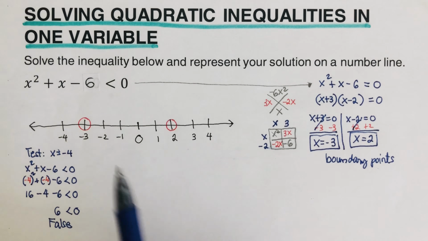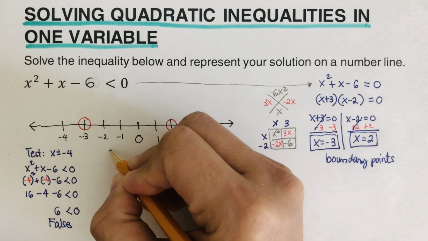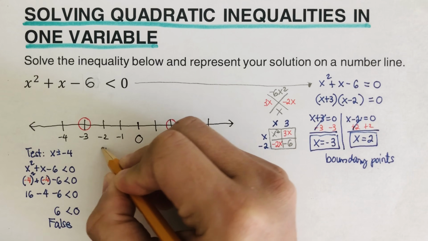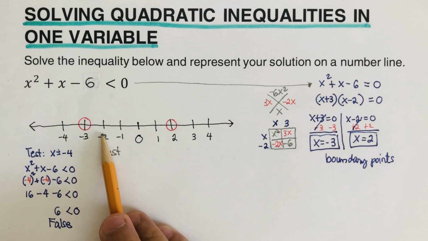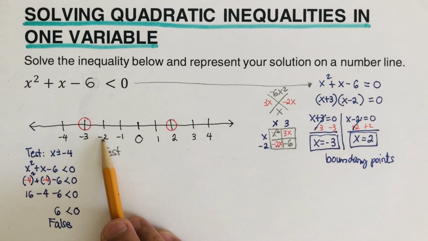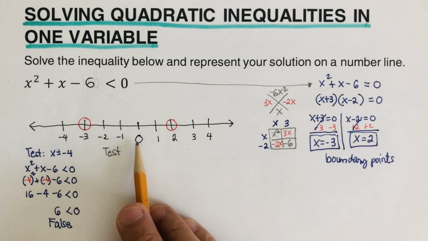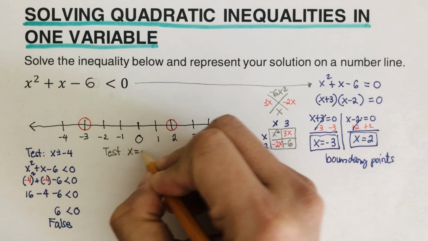Now we are testing the one in the middle. So I'll just use a different color of pen for the middle here. So we're testing x equals 0. Again, you can test any points within this middle region. You can test x equals -2, -1, or +1. I'll just use 0 so it's faster. So let's test x is equal to 0.